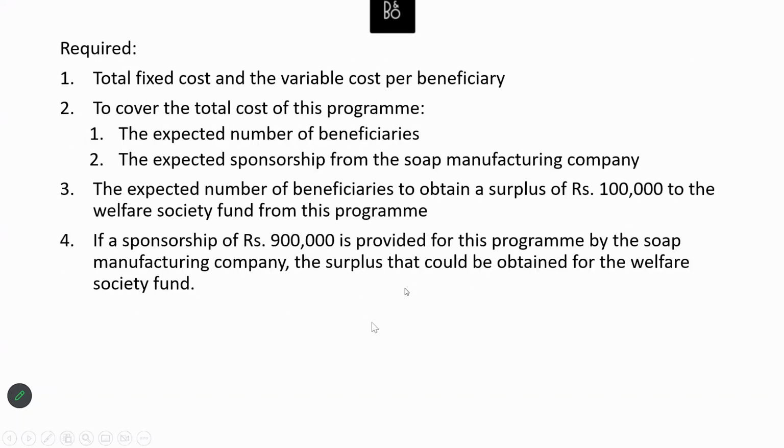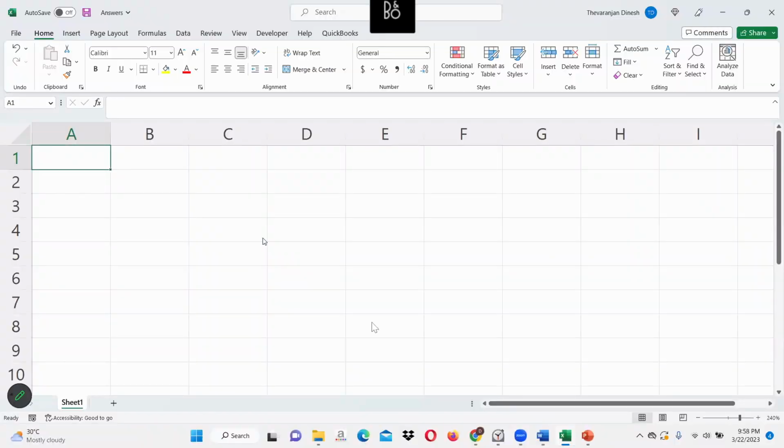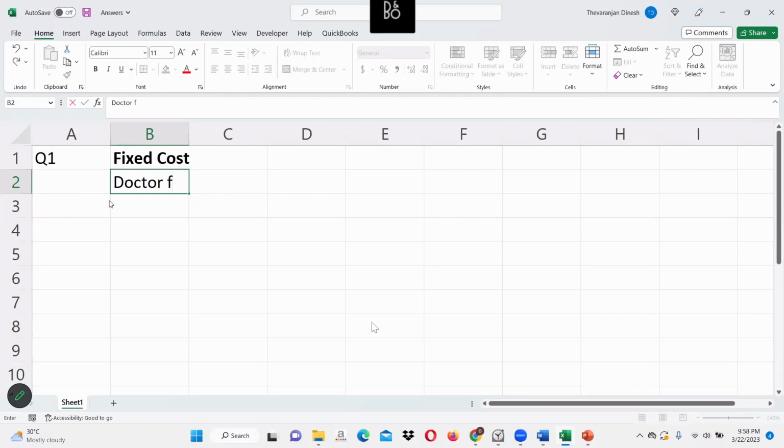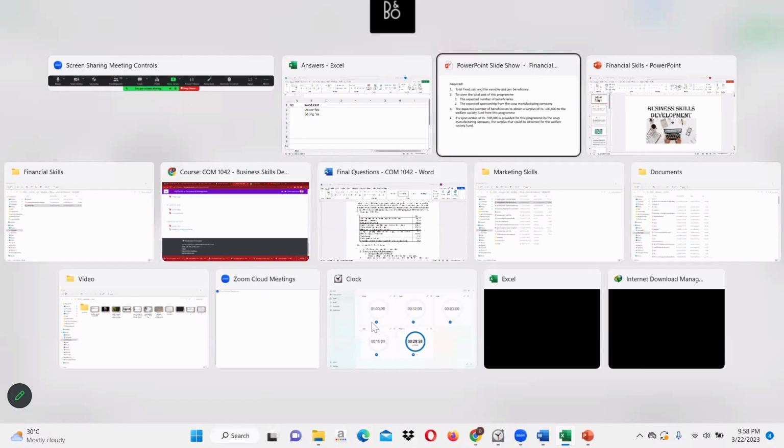We'll see the question. Number one, total fixed cost and the variable cost per beneficiary. So that is what we have discussed. So the first question is you have to write the fixed cost. I will put the heading fixed cost. Then under that you have to type what are the fixed cost elements. For example, doctor fee, editing fee.